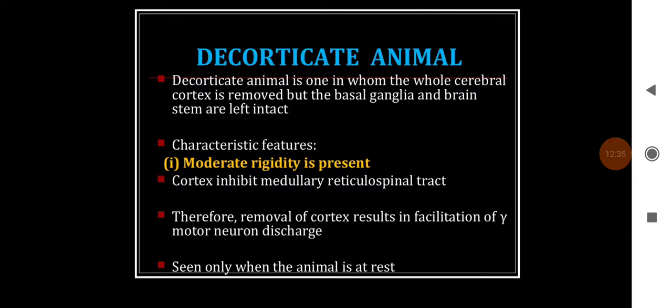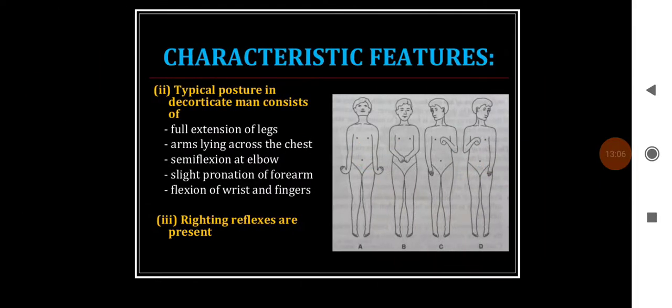Decorticate animal. A decorticate animal is one in whom the whole cerebral cortex is removed but the basal ganglia and brain stem are left intact. The characteristic feature of this decorticate animal is that moderate rigidity is present. Cortex inhibits the medullary reticulospinal tract. Therefore, removal of cortex results in facilitation of gamma motor neuron discharge. Seen only when the animal is at rest.